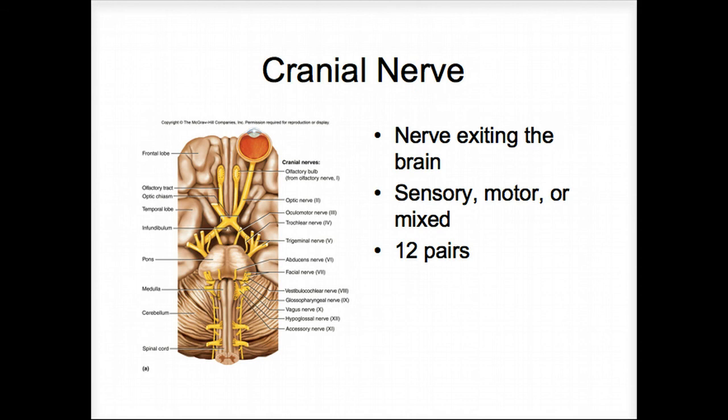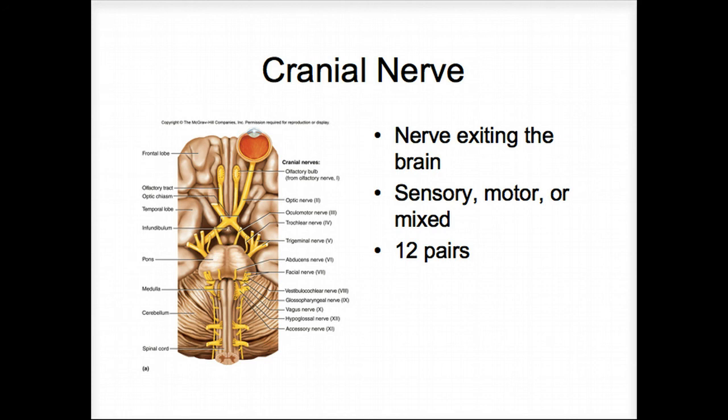All right, the next thing we're going to look at are cranial nerves. A cranial nerve is a nerve exiting the brain. These cranial nerves are sensory, carrying incoming information, motor, carrying outgoing information, or mixed, carrying both types of information. And there are 12 pairs.